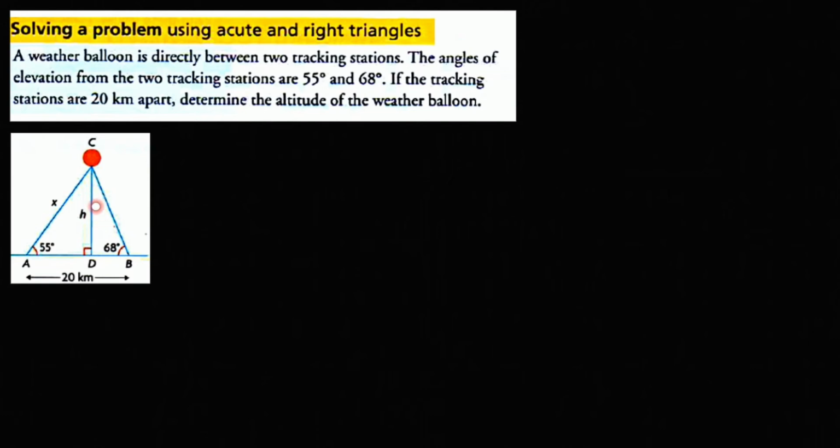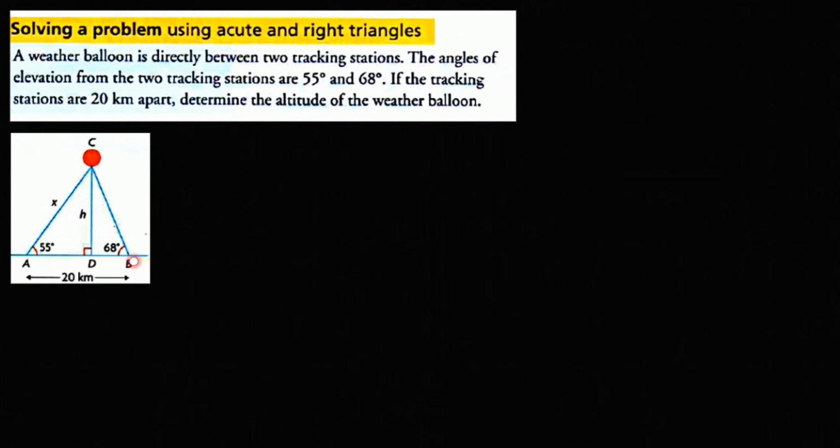So, this is an acute triangle. We know AB is 20 kilometers. We know this angle is 55 degrees. In this right triangle, we know 55 degrees, but we don't know AD, we don't know H, we don't know X. So in order to determine the altitude H, we should know X, right? So I set AC equals X here.